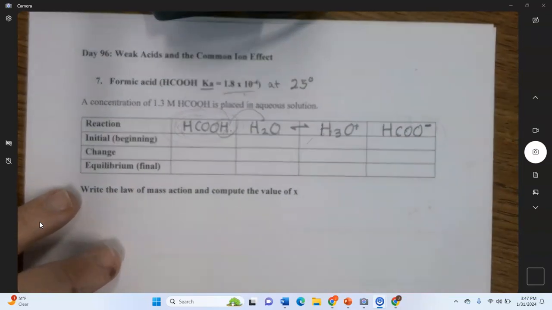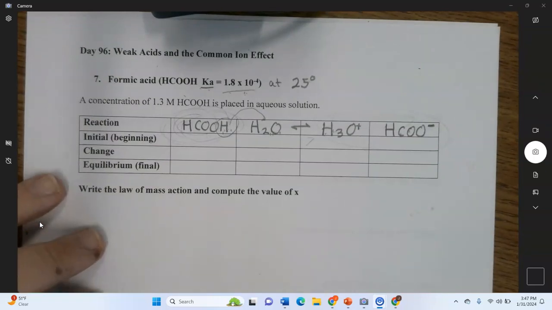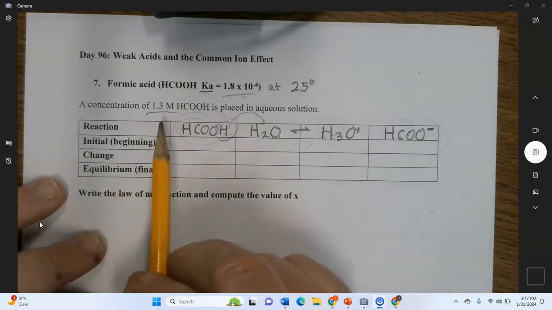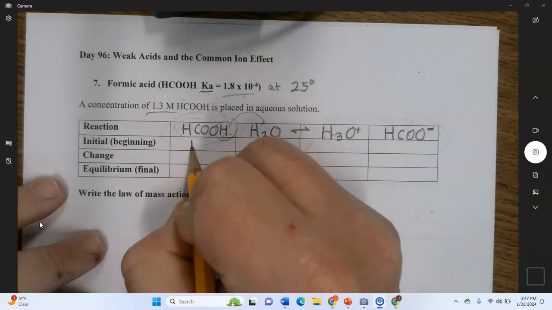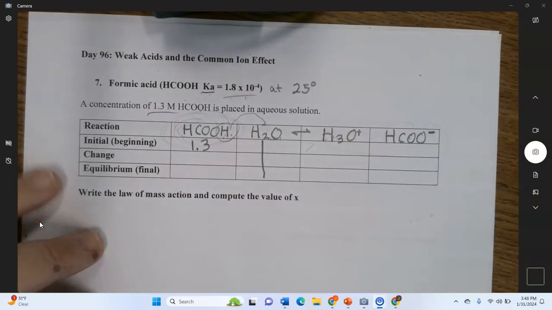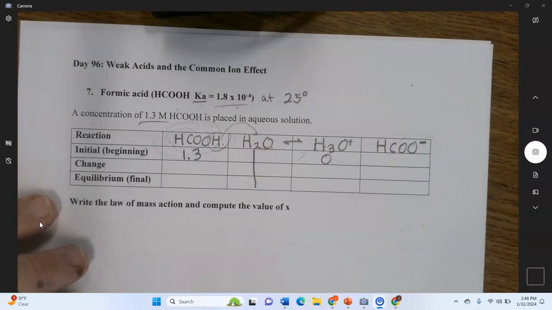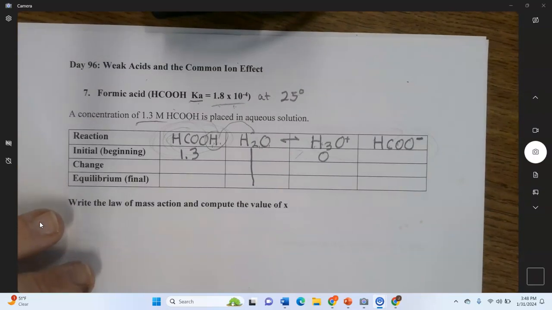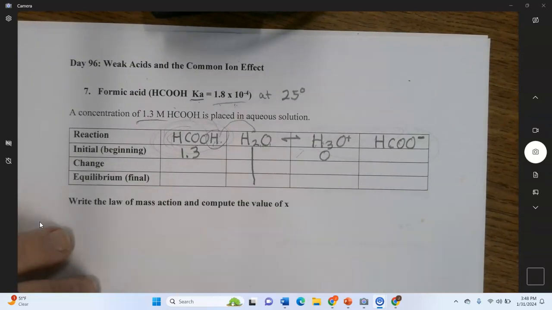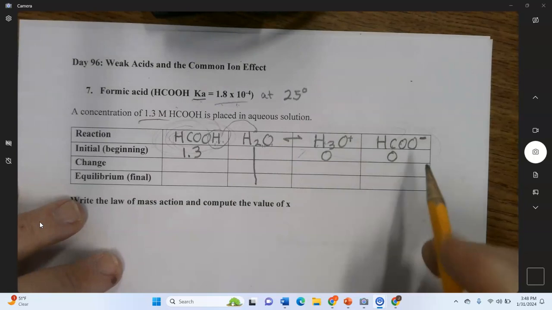All right, so the way we started this problem last time is we have a certain concentration of 1.3 molar, and we're going to start off with the same concentration this time. You don't include water, it's a pure liquid, and you don't start off with any hydronium in the solution. Now this problem, so we're going to go ahead and do this. This is the first of the two problems that are related. So we also start off with no formate ion.